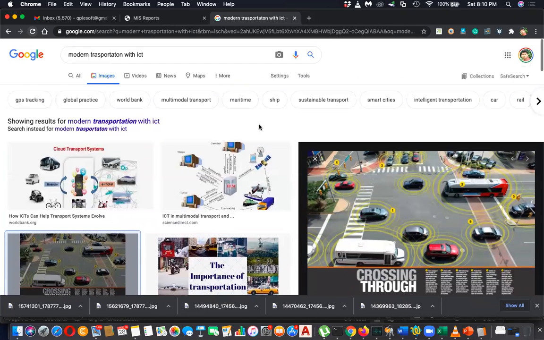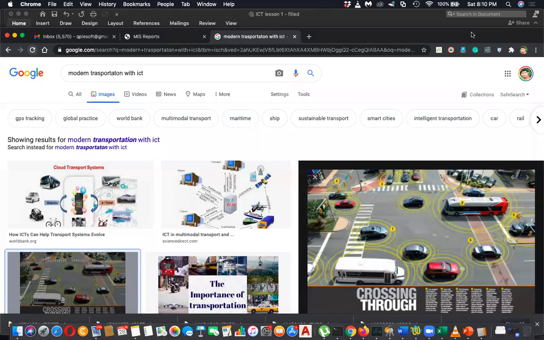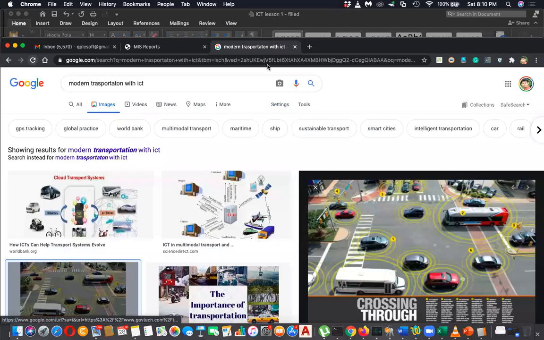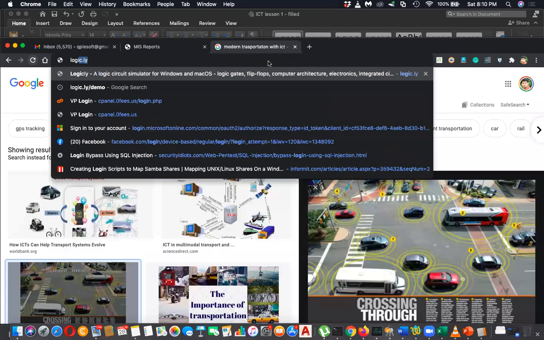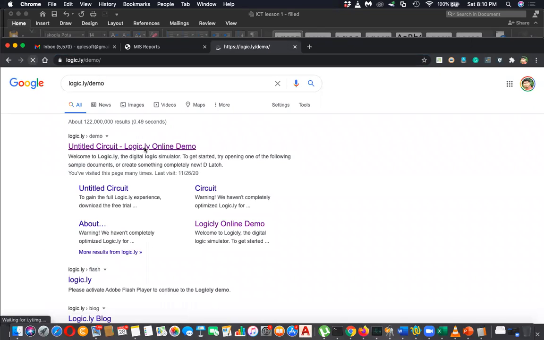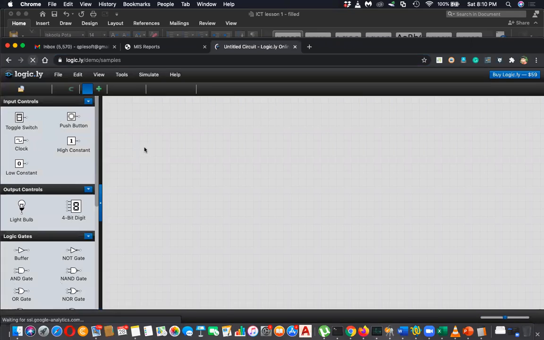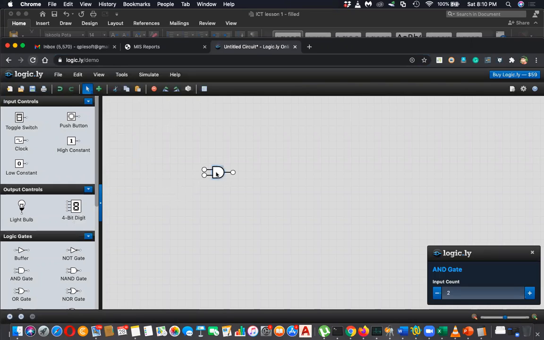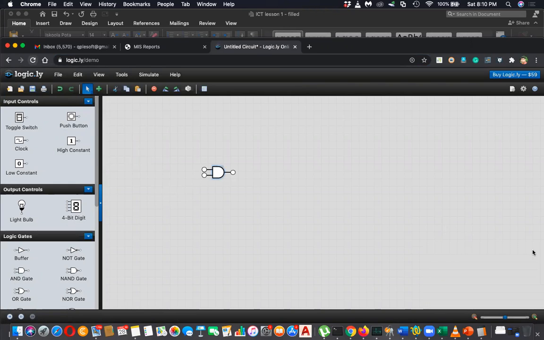In education, ICT plays a vital role. For example, if you want to learn logic gates, you can go to logic.ly/demo and learn practically. You can experience logic gates rather than just going and learning them. Go to the AND gate. Can you remember the logic of the AND gate? You learn this in science.